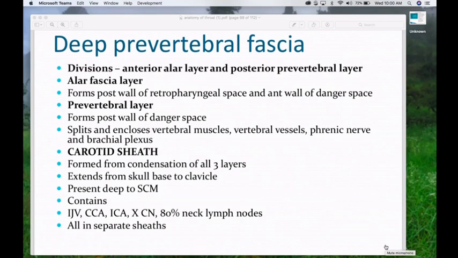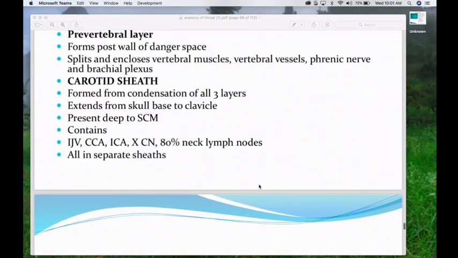Now the deep prevertebral fascia. The divisions of the deep prevertebral fascia are the anterior alar layer and the posterior prevertebral layer. The alar fascial layer forms the posterior wall of the retropharyngeal space and the anterior wall of the danger space. And the prevertebral layer forms the posterior wall of the danger space and splits and encloses the vertebral muscle, vertebral vessel, phrenic nerve, and brachial plexus.